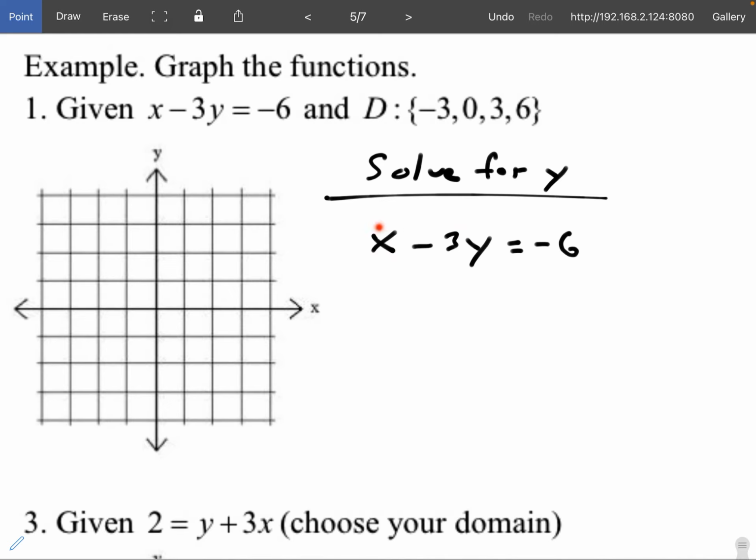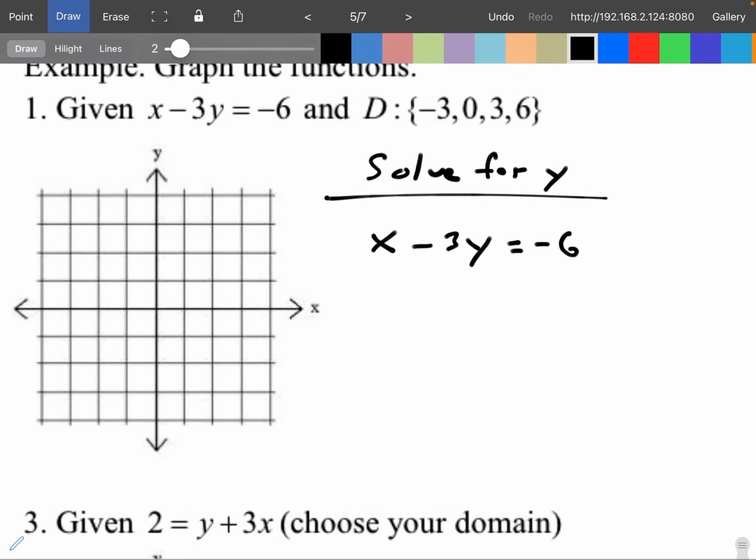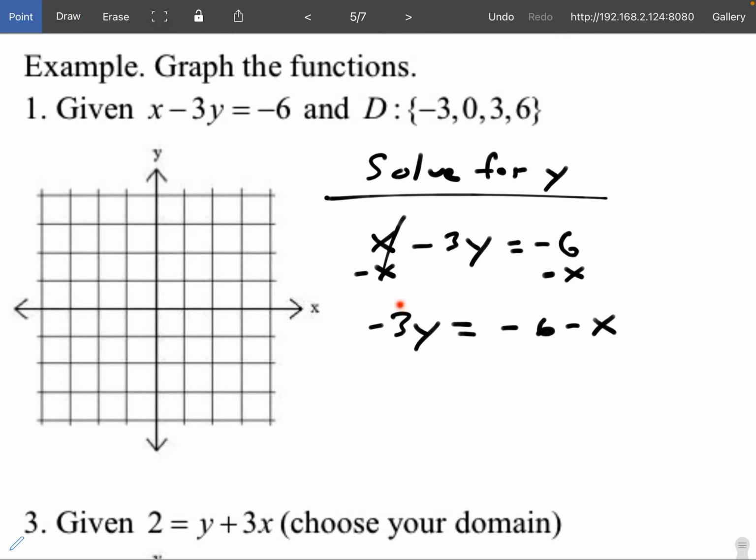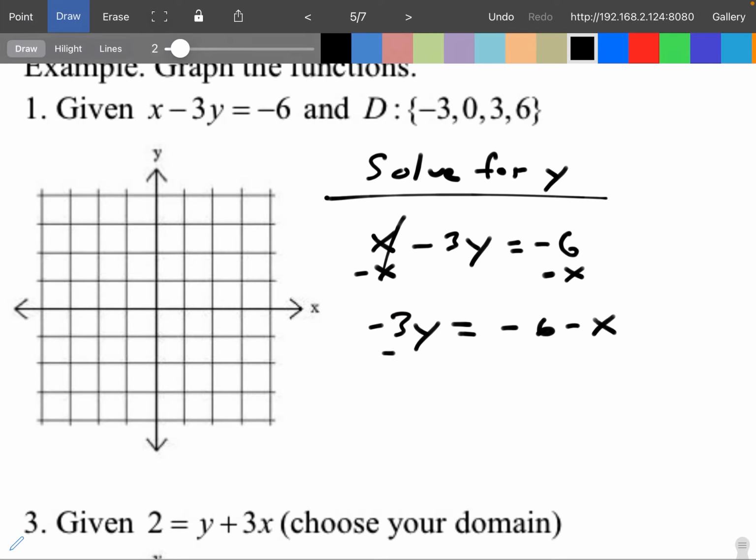Now I want to get that y all by itself. So how am I going to get rid of this negative 3 here and this x? What would you guys do first? How do we get rid of this x here? Subtract x. Yeah, subtract x on both sides. So we subtract x on the left side and on the right side. These cancel out and make 0. So now we have negative 3y equals, and on the right-hand side, those do not combine. You have to leave that as negative 6, take away x.